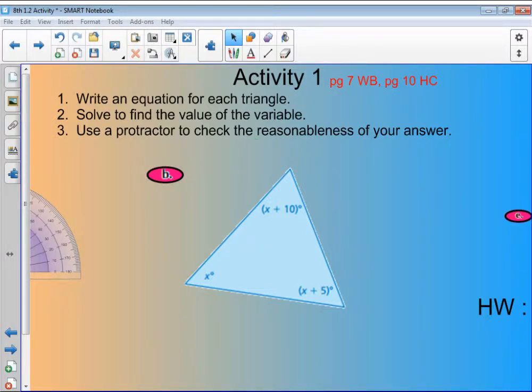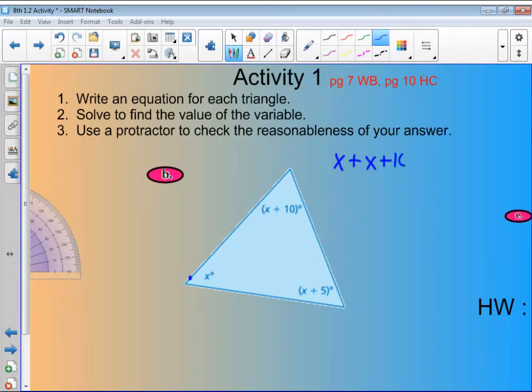Now here, they're giving us no angle measurements. We don't have any of them. All 3 of them have X's in all of the corners. So when we look at this one, we want to go through and chunk our X's together and chunk our numbers together. So yes, we could write the equation X, so that was this one, plus X plus 10, that was this one right here, and then plus X plus 5, that was the third angle right there.